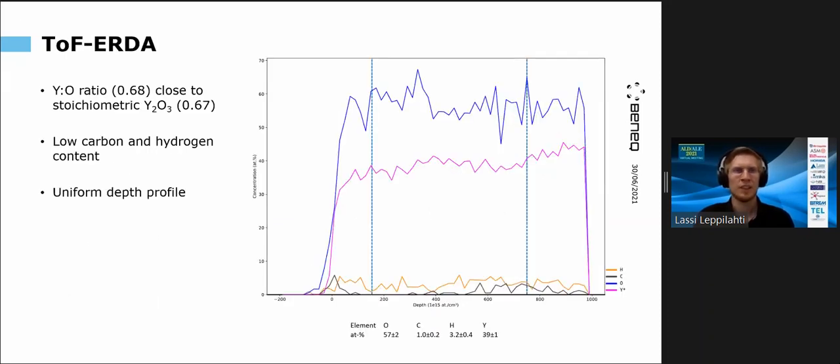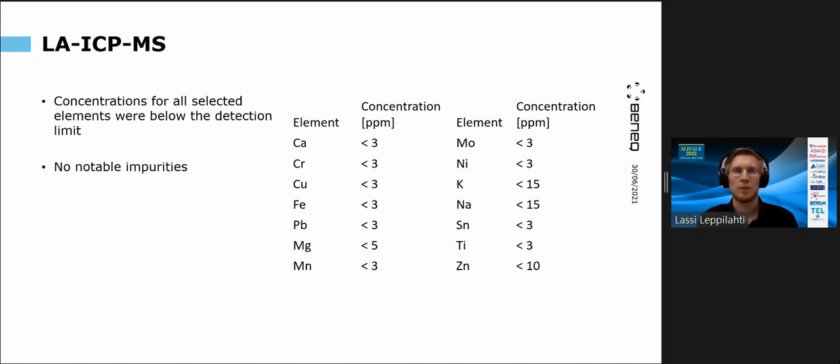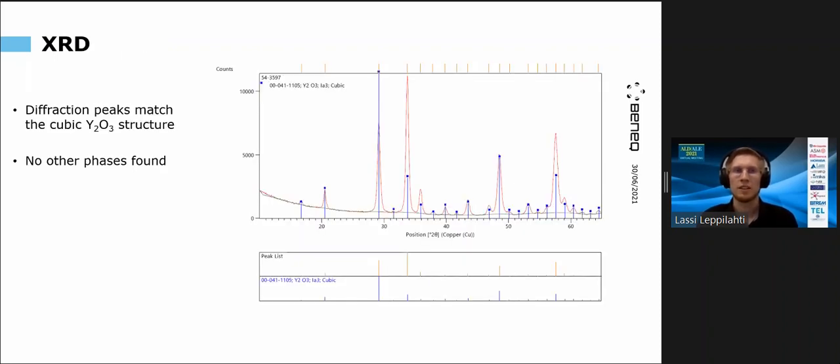Okay. Tough order to work out, but the yttrium to oxygen ratio is very close to stoichiometric. So good quality yttrium oxide film here, with low carbon and hydrogen contents as well. LA-ICP-MS: earlier in the requirements, a low metal contamination in the film. Well, here we have it. Everything's below detection limit, no notable impurities in the film. XRD: we had diffraction peaks match the cubic yttria structure, and no other phases were found here. So cubic yttria film.